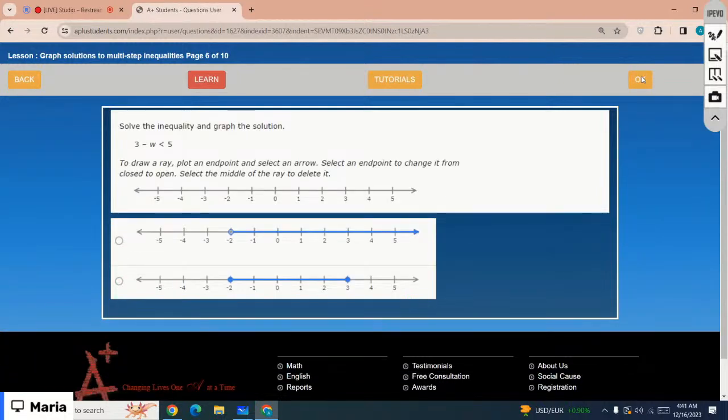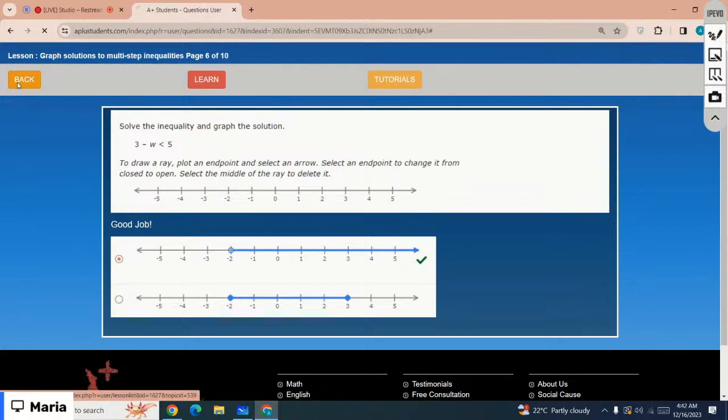Okay, the next one is solve the inequality and graph the solution. So, which is the correct option? Yes, that is option number 1, right? Okay, you can complete the lesson by yourself later today.